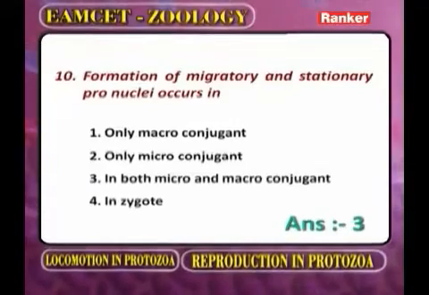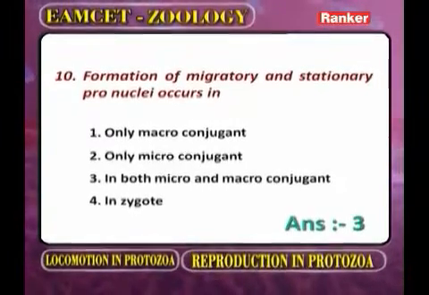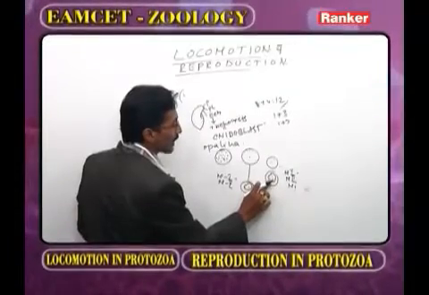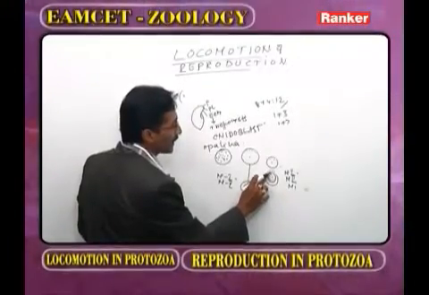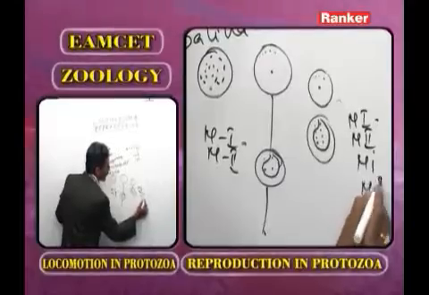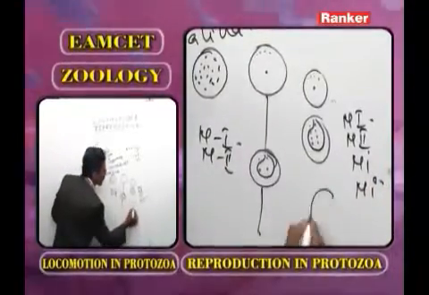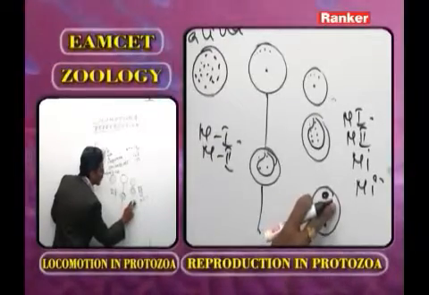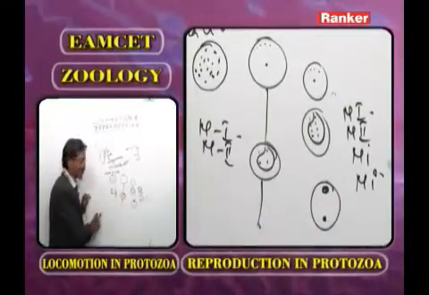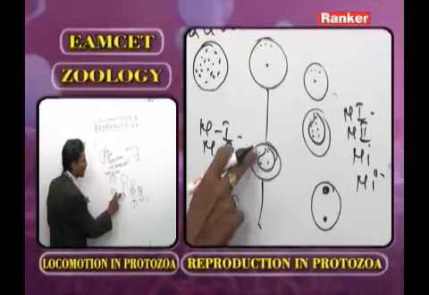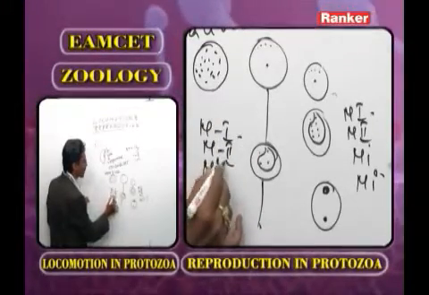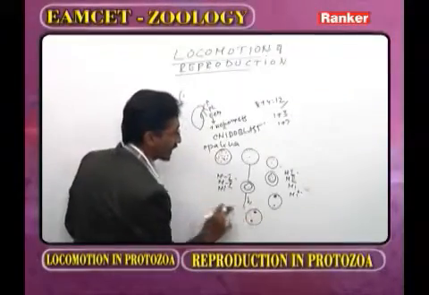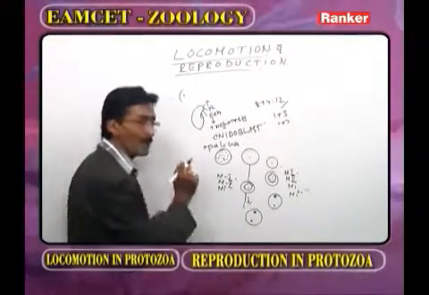Formation of migratory and stationary pronuclei occurs in. Now, as we observe the male conjugant, in the male conjugant 7 disappear. The leftover nucleus again undergoes mitosis. Now, in the micro conjugant, this is the female pronucleus, this is the male pronucleus. In the same way, in the female conjugant, this micronucleus undergoes mitosis. Now we are getting how many pronuclei? 2 pronuclei. This is the female pronucleus and male pronucleus.